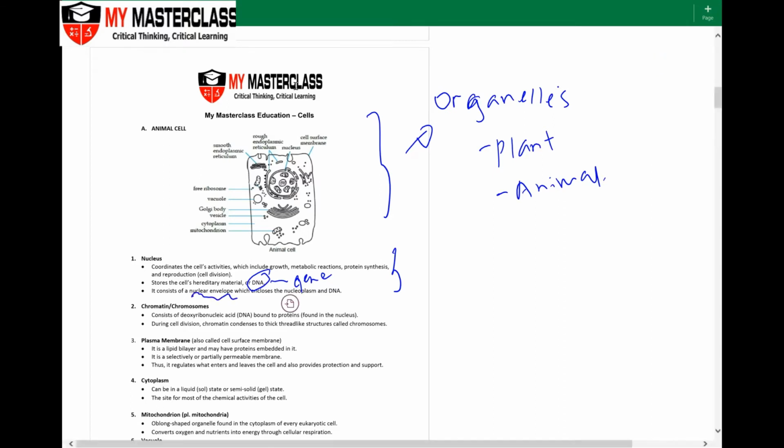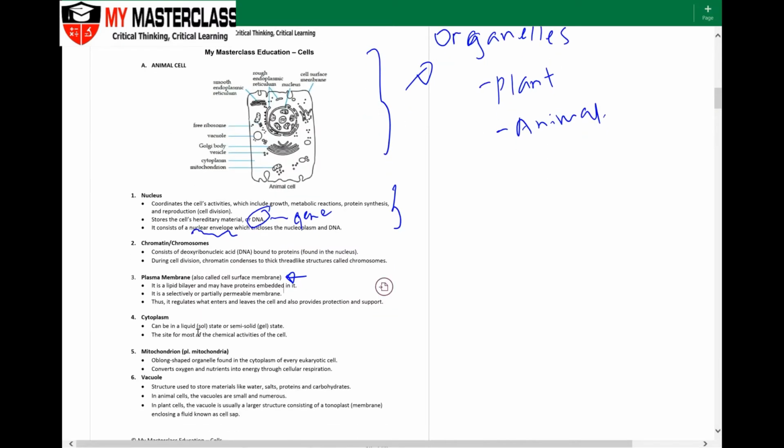Okay, so similarly, the cell itself is also important. So for the cell, it is comprised of the cell membrane, or otherwise known as the plasma membrane. Okay, now for a lower set, you don't have to really understand what it means by lipid bilayer and having the proteins being embedded in it. So that is more for IP when we go deeper into it.